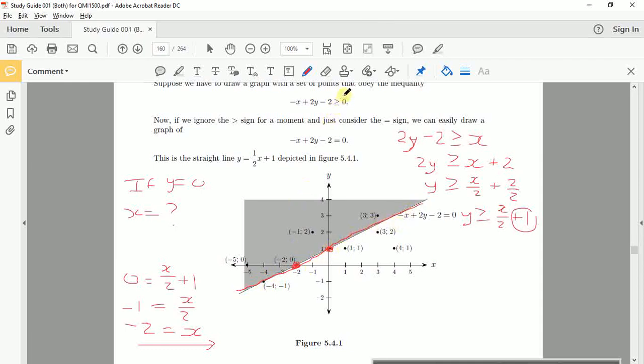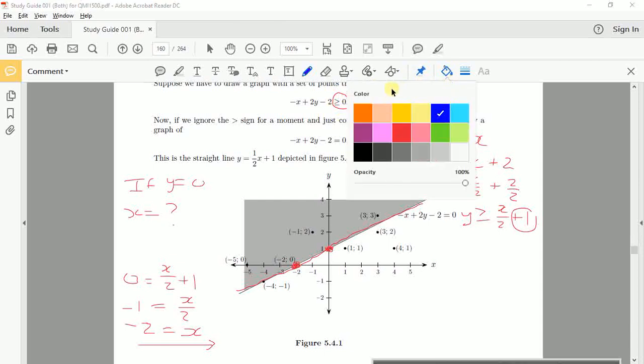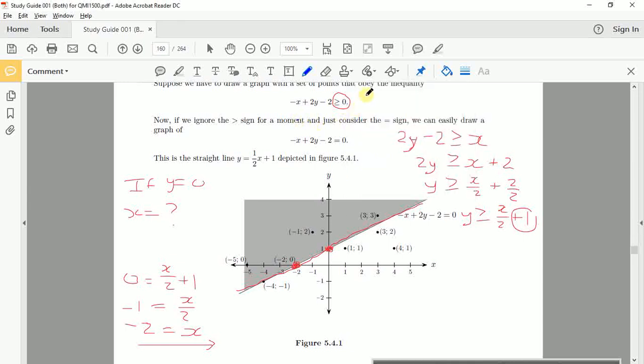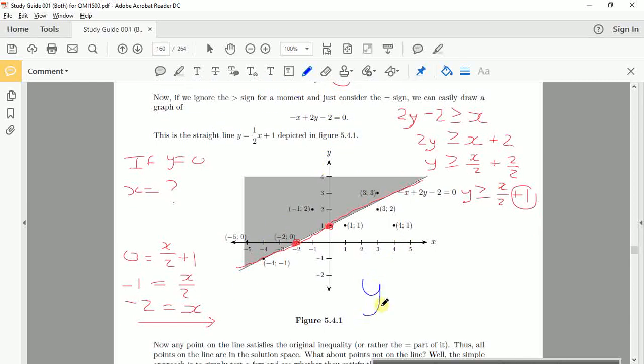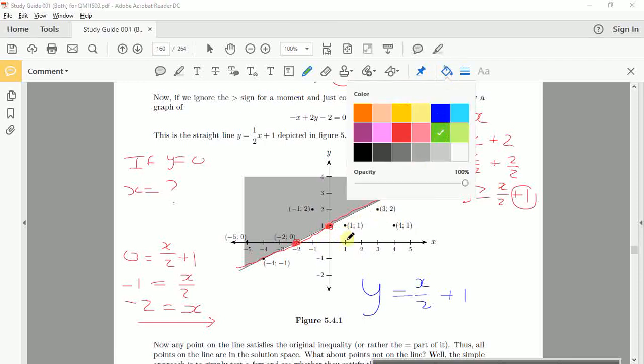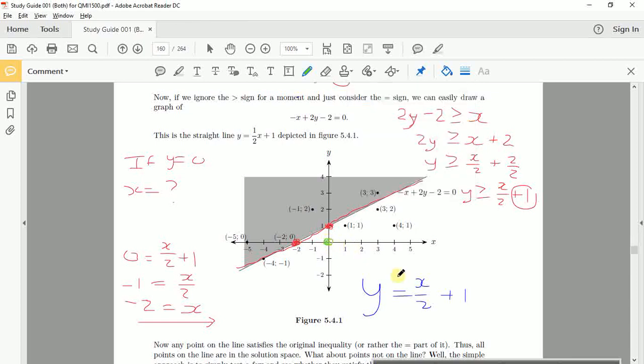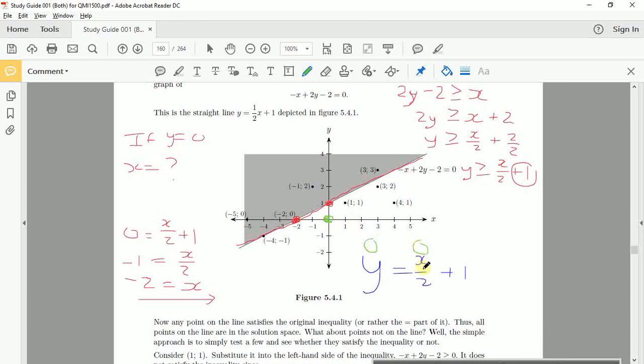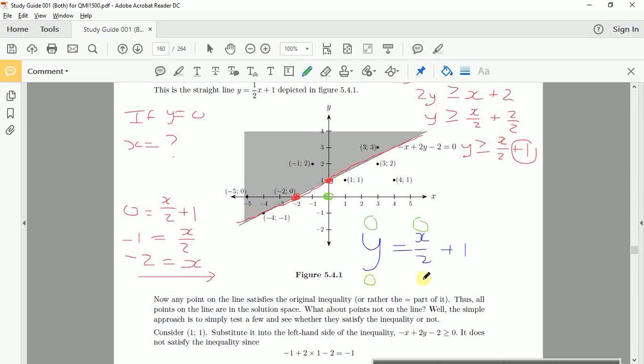Where this comes into it is you need to test. When you have greater than or equal to, you need to test your straight line. What was the equation? Y equals x over 2 plus 1. Now I'm going to test. The easiest point to test is the origin. I'm going to put a naught here and a naught there. What is that going to give me? Naught over 2 is naught, plus 1.